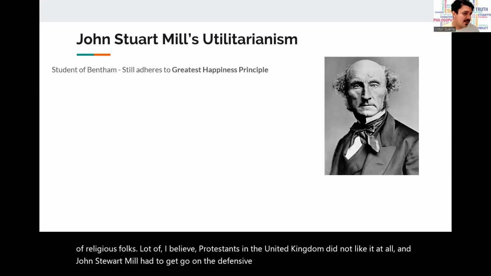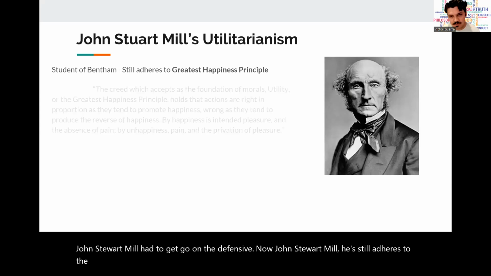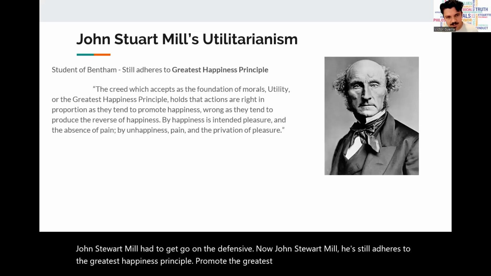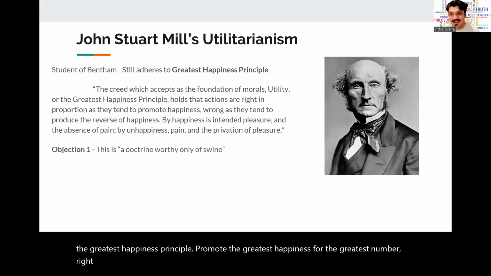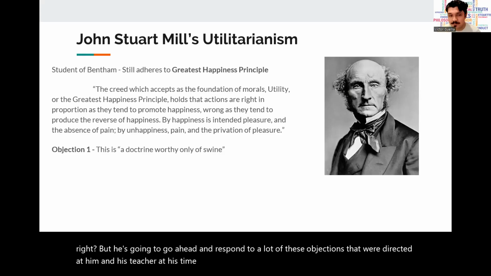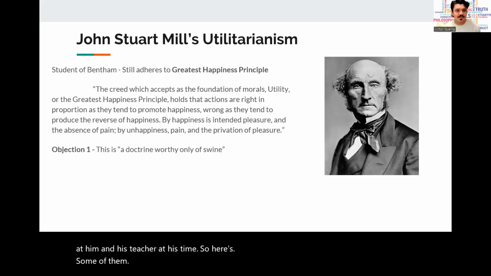Now, John Stuart Mill still adheres to the greatest happiness principle, promote the greatest happiness for the greatest number. But he's going to respond to a lot of these objections that were directed at him and his teacher at the time. So here are some of them. Objection 1.